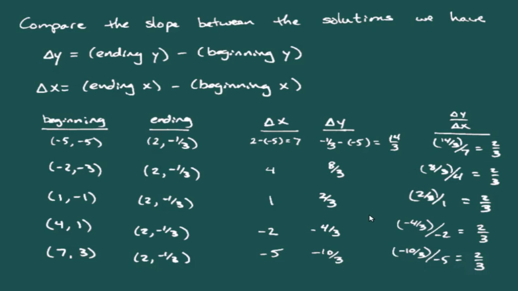Then if I take my slope as being my change in y over my change in x, I've got 14/3 over 7, which simplifies to 2/3. 8/3 divided by 4 simplifies to 2/3. 2/3 over 1 simplifies to 2/3. -4/3 divided by -2 is again 2/3. -10/3 divided by -5 also gives us 2/3. And so we can see that the slope between any of the solutions we already have and the solution that we generated always gives us a slope of 2/3.